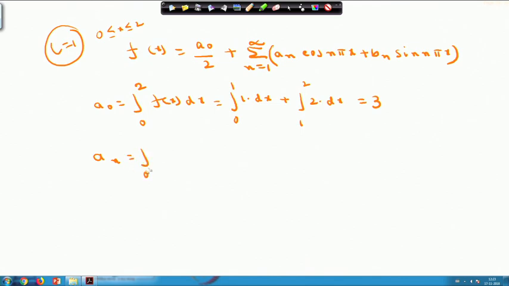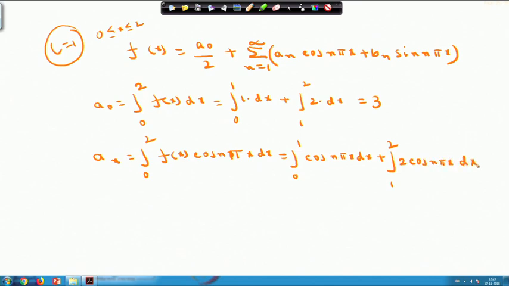Similarly, a n equals the integral from 0 to 2 of f x into cos n pi x dx. This equals, you can write down, the integral from 0 to 1 of cos n pi x dx plus the integral from 1 to 2, where the value is 2, therefore 2 into cos n pi x dx. If you evaluate the integral, you will obtain the value of both the integrals as 0.